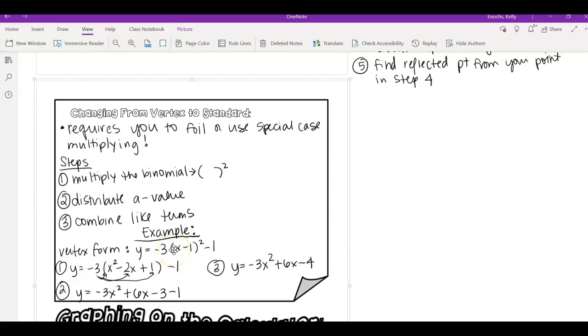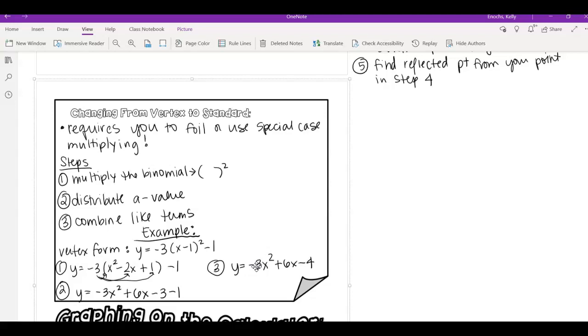So if I were to graph both of those, I will get the exact same picture because those are two different forms of the same graph. Okay? So you can do that too, because we know how to multiply binomials, we know how to distribute, and we know how to combine all our like terms for polynomials. So you should be able to change any vertex form to any standard form. Now going backwards, it's going to be much harder.